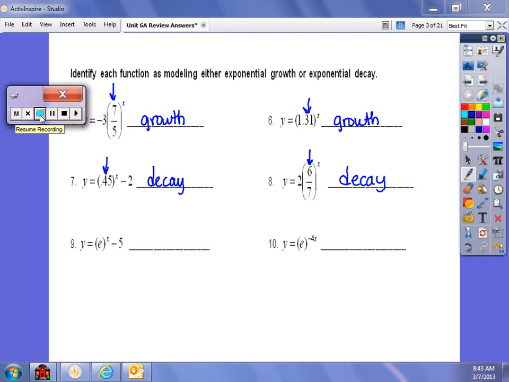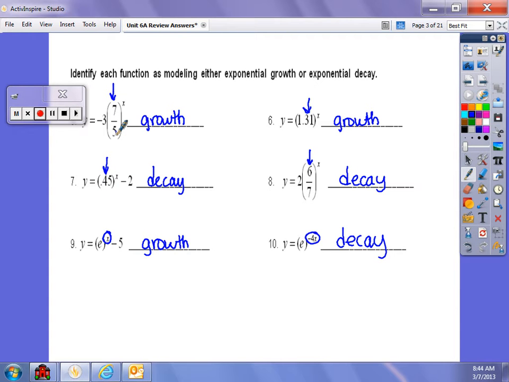Alright, for the next two, these are e's. You can't look at the b value because the b value is e. So you actually have to look at the exponent. If the exponent is positive, you would write growth. If the exponent's negative, you write decay. That is the only time you look at the exponent. For all of the other types of problems for growth and decay, please look at the b value.